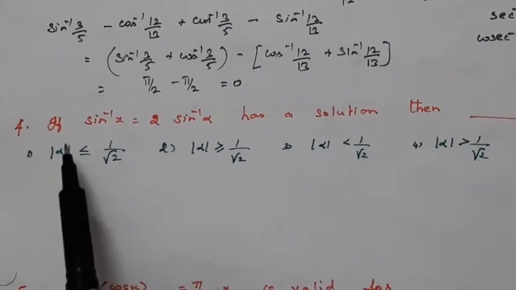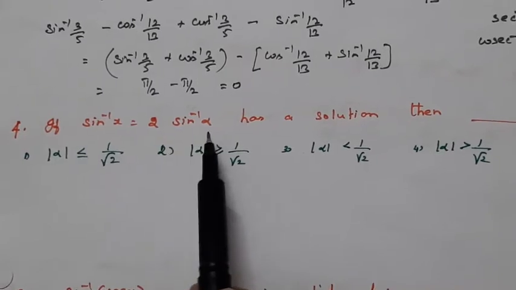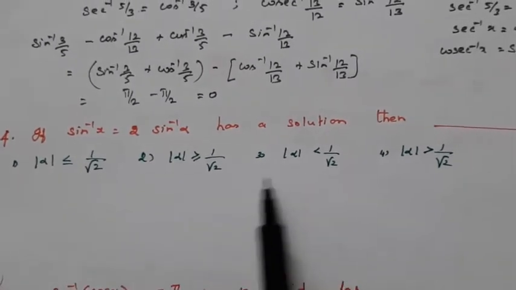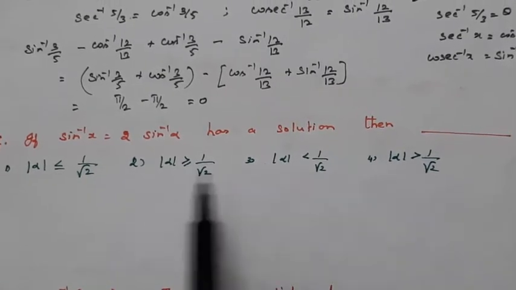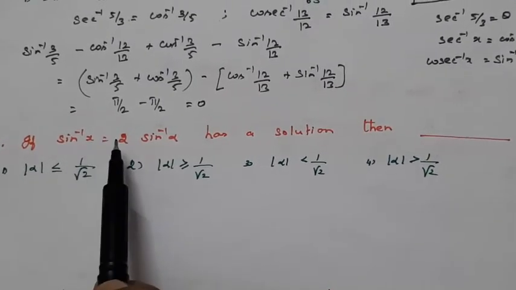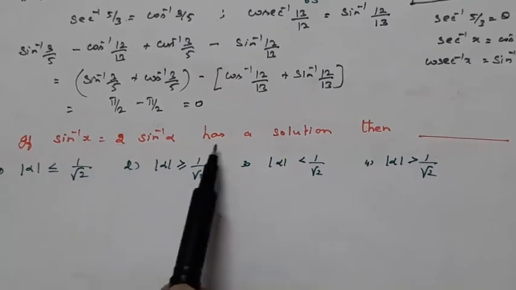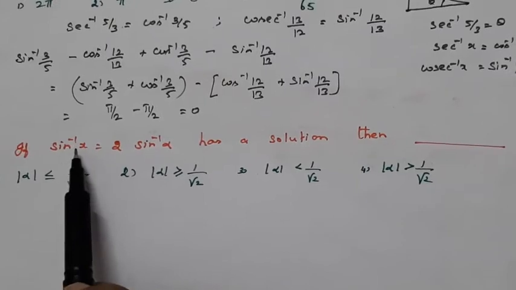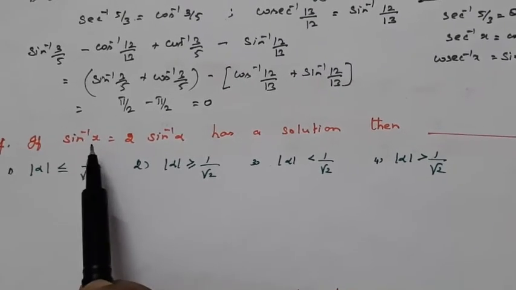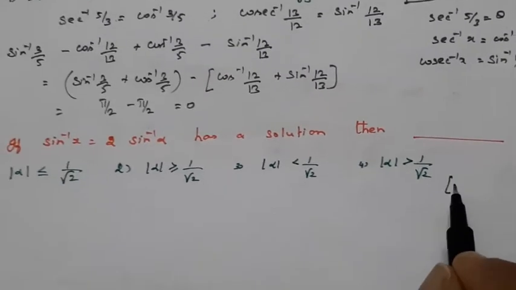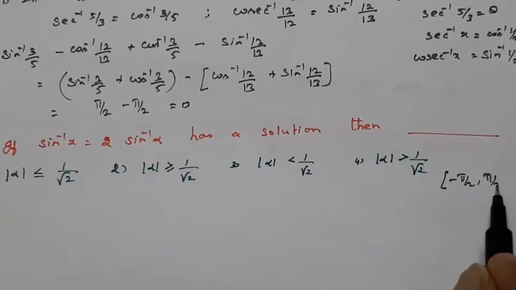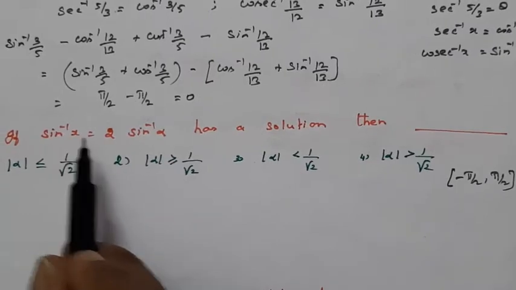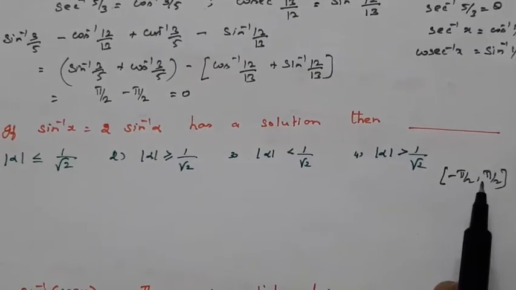Then fourth one, if sin inverse of x is equal to 2 sin inverse of alpha has a solution, then dash, and the options are given for alpha, the range of alpha. See, in the question it has been given that sin inverse of x has a solution. That means that sin inverse of x exists. So what is the range of sin inverse of x? Range of sin inverse of x is the closed interval minus pi by 2 to pi by 2. So as it has a solution, this sin inverse of x lies between minus pi by 2 to pi by 2.